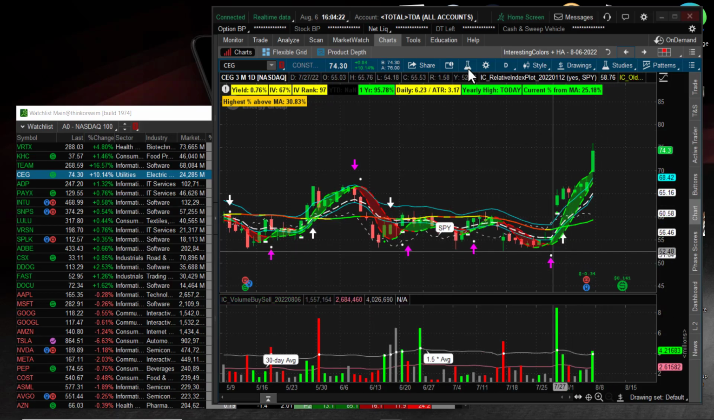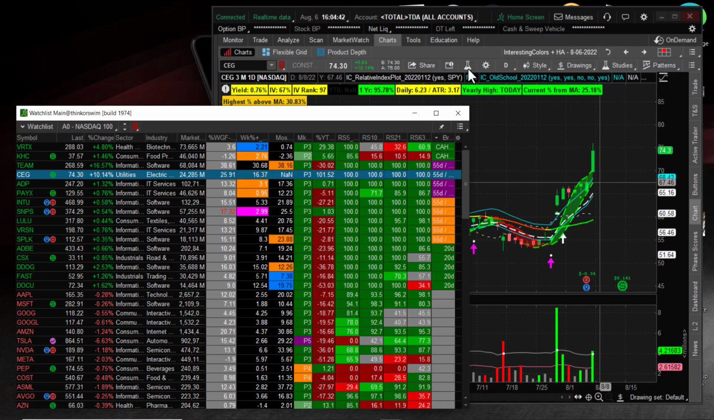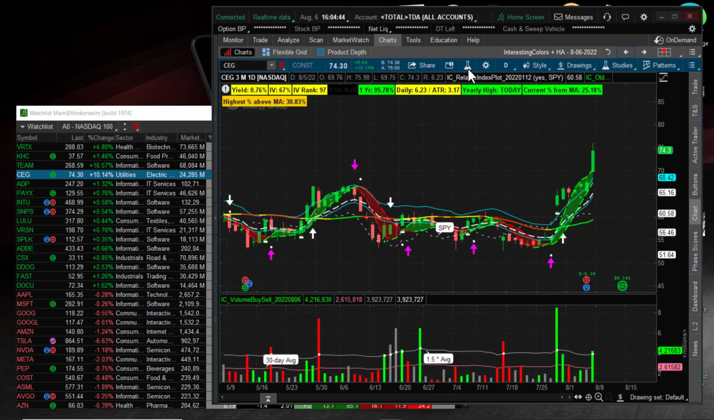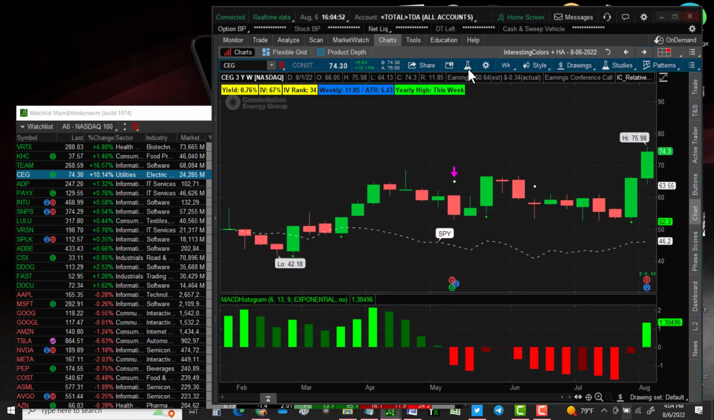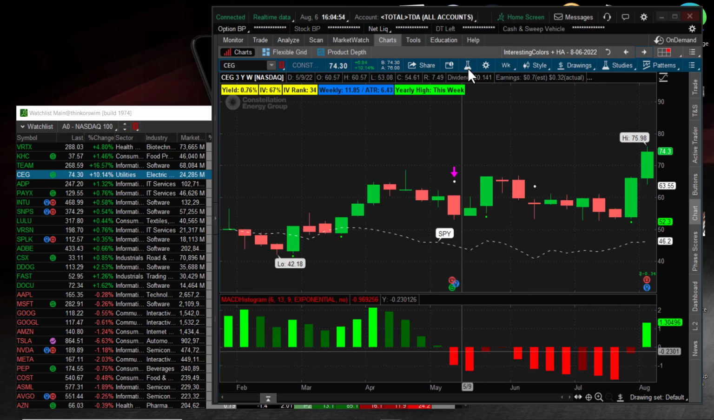And by the way, there's our white dot. There's our magenta up arrow. There's our line crossing above. There's our golden cross taking place right there. And so we're in a situation now where it's quite possible that we could start to see some 55-day highs. This is where it'd be useful to go and look at a weekly chart. This is a brand new company, and that's why there's not much in here.